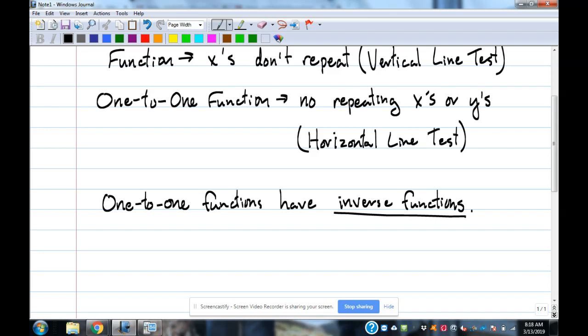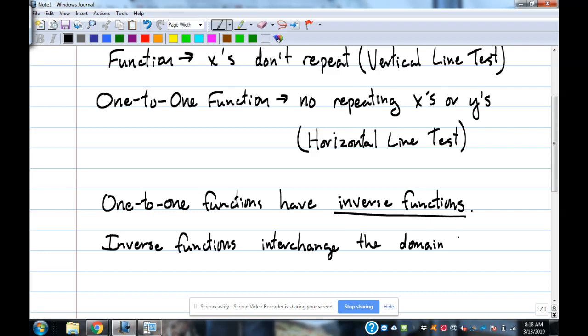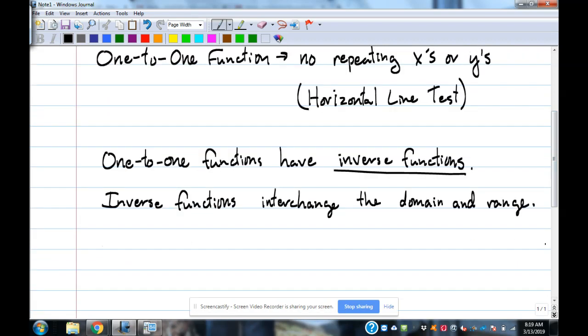And what does an inverse function do? Well, inverse functions interchange the domain and range. Interchange the domain and range. Inverse functions interchange the domain and range. Another way of saying that is they swap the x and y values.